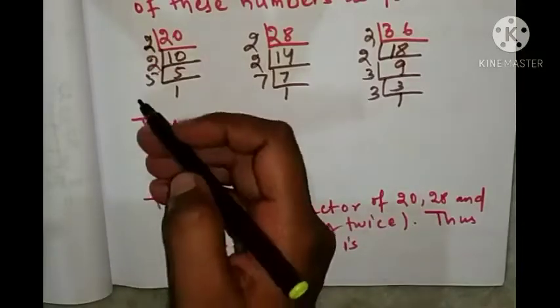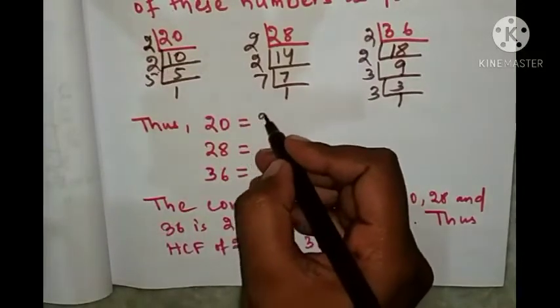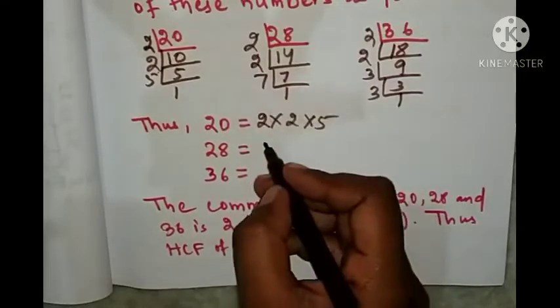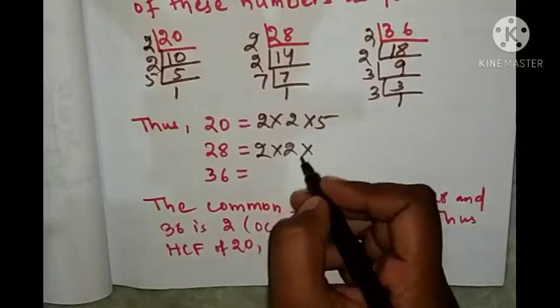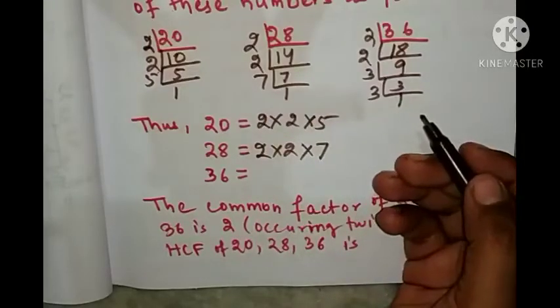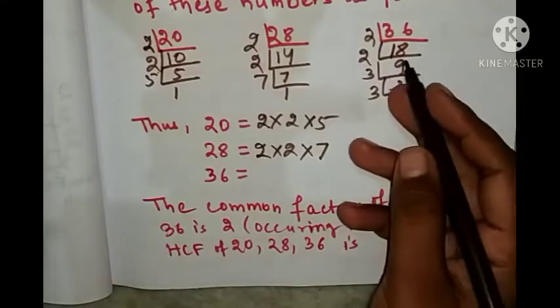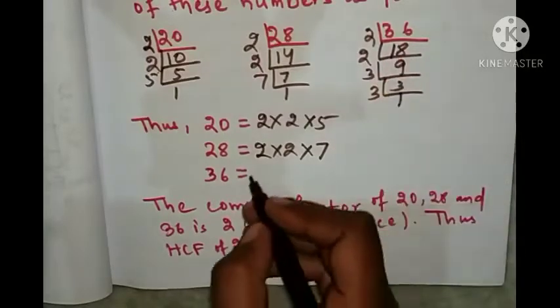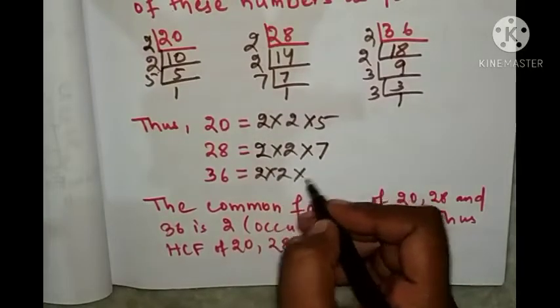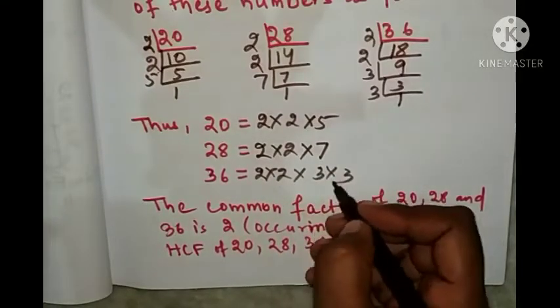Let's write the factors. For 20: 2 into 2 into 5. Next, for 28: 2 into 2 into 7. We are not writing 1 because anything multiplied by 1 gives the same product. Next, for 36, the factorization is 2 into 2 into 3 into 3.